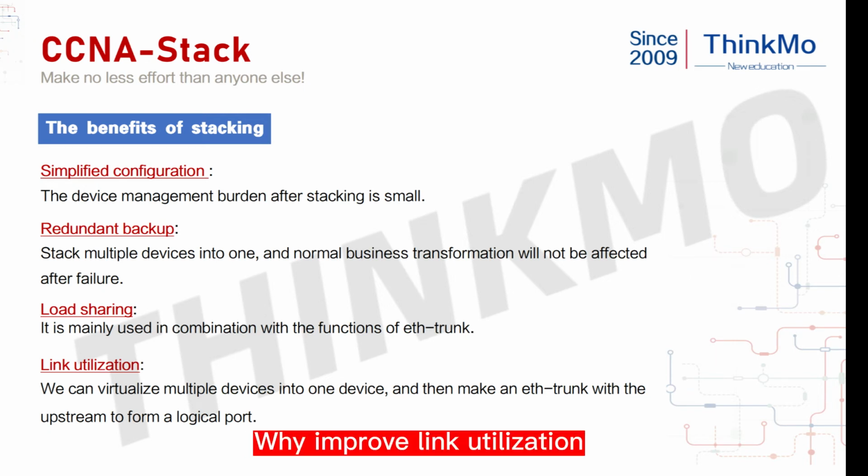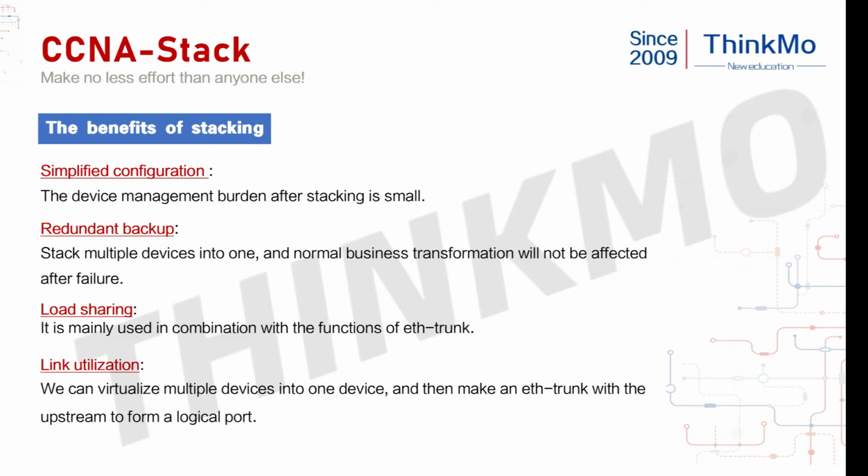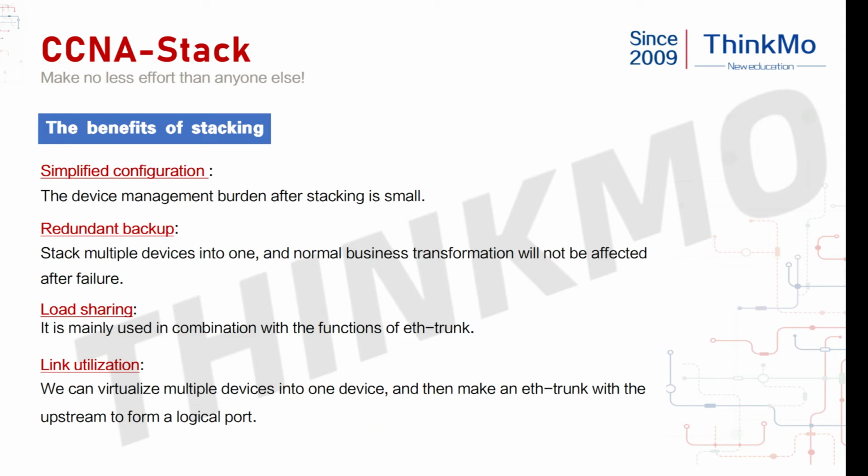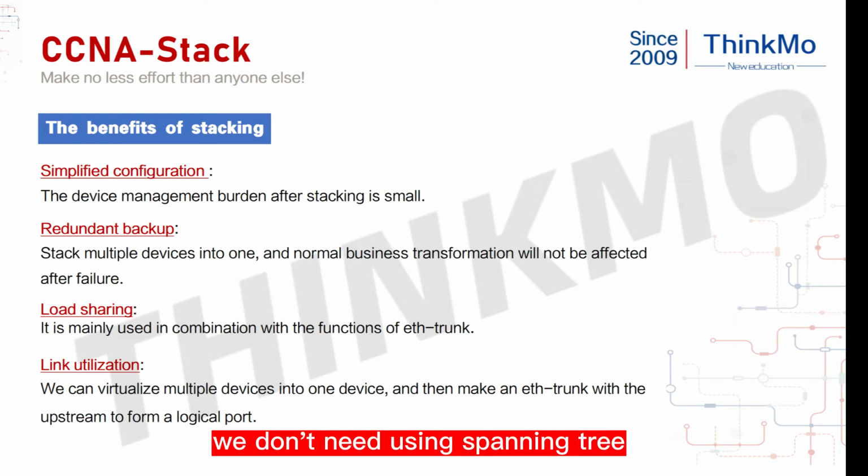Why improve link utilization? If not stacking, multiple devices can form a loop. This will bring in STP spanning tree, which then comes to break the ring. In this process with stacking, we don't need to use spanning tree.